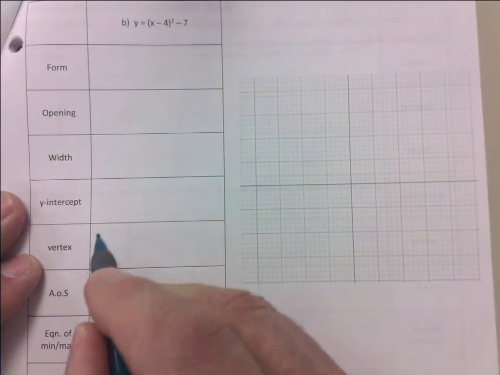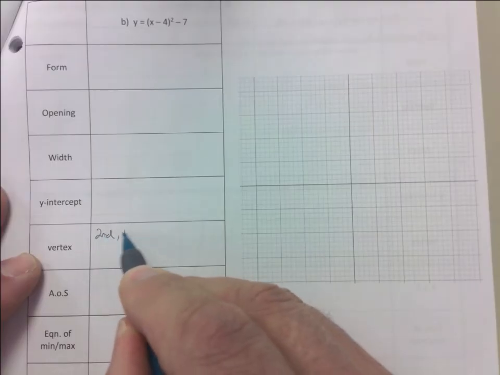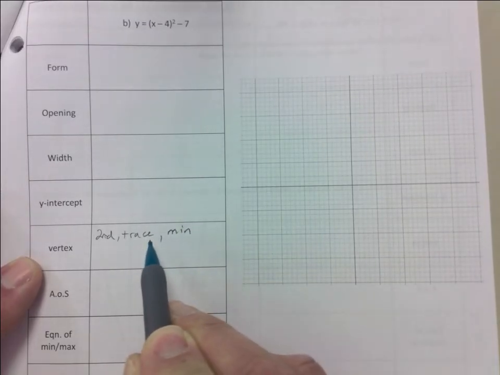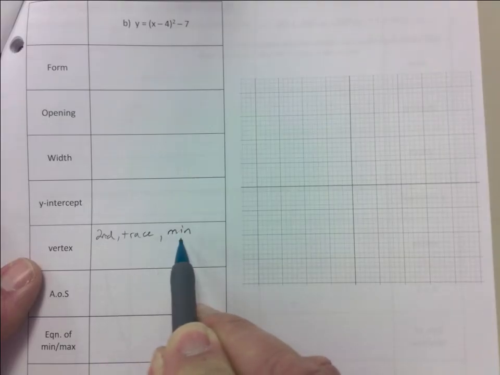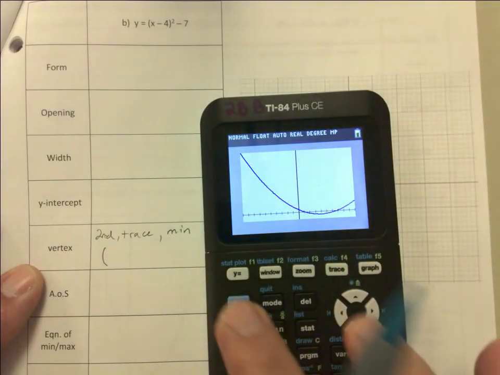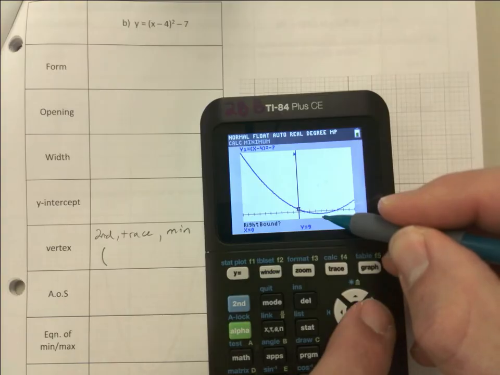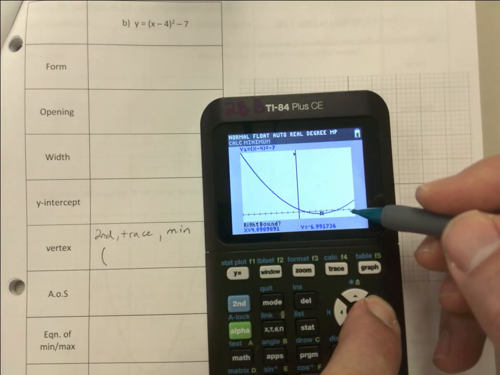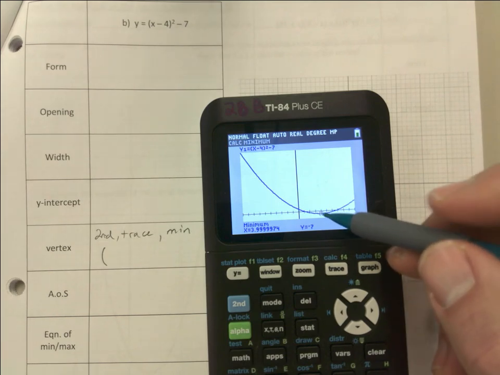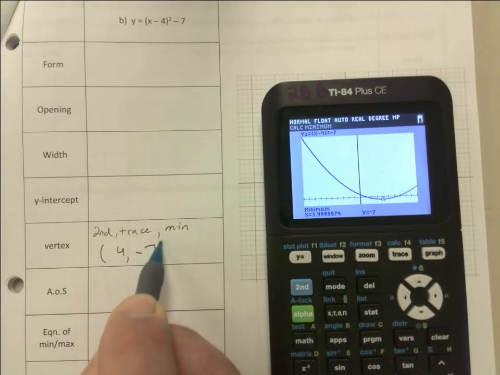So for the vertex, I expect you to fill in the rest as well. I'm going to go second, trace, minimum. Okay? So I would expect you to know how to do this. Have this on your study sheet if you need help. For the vertex, I'm going to go second, trace, min. If this is the vertex, I need a left boundary. I need a right boundary. And hit enter, so that's 4, -7. Okay, you round to 2 decimals, so this is what it rounds to.